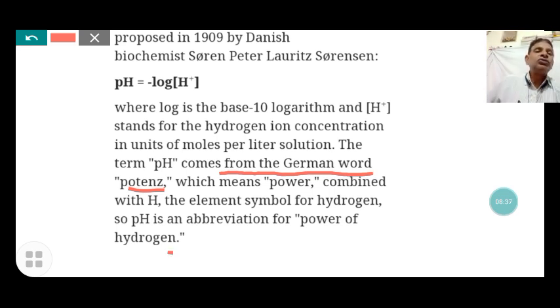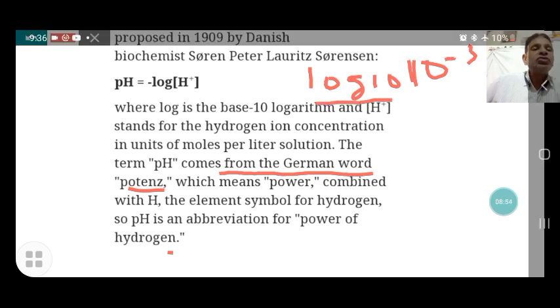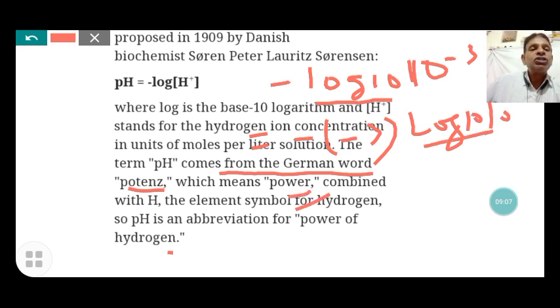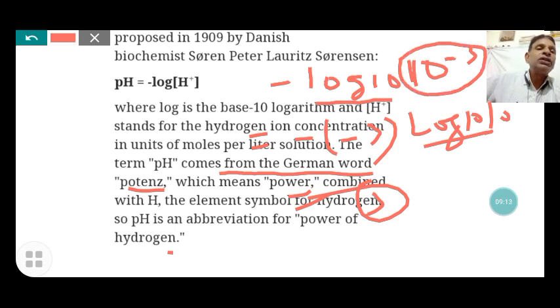Here one thing is also clear: log base 10 of 10 is equal to 1. Suppose the concentration is 10 to the power minus 3. Taking the minus log of it, minus log 10 to the power minus 3 becomes minus minus 3 times log 10, and log 10 is equal to 1, so the pH of the solution becomes 3. The negative power of the hydrogen ion concentration becomes positive, and that is the pH of the solution.